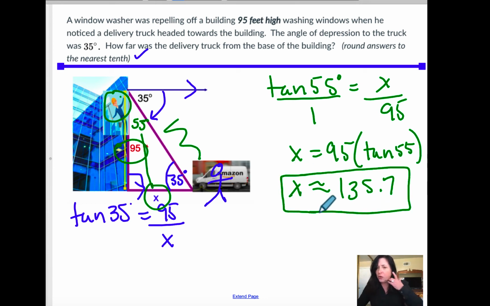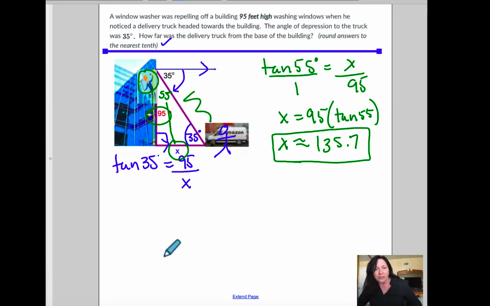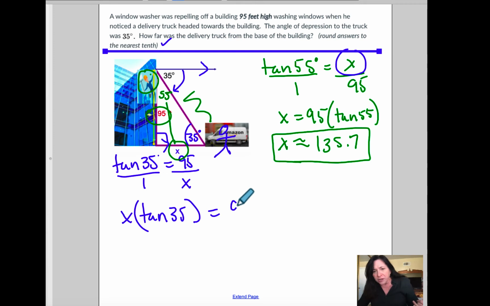Okay, so just note that I could have done it on this side also. It would have just given me one additional step. So when you're setting up your tangent problems, the best case scenario is to get the variable on top, because then you just have to multiply. So like if I had done this, x times tangent of 35, that's one quantity, is equal to 95. And then x is equal to 95 divided by that quantity.